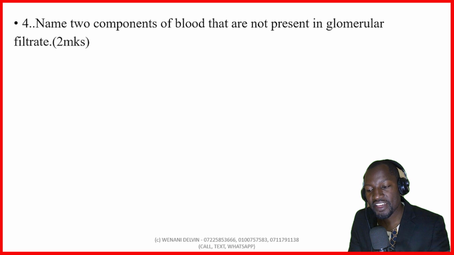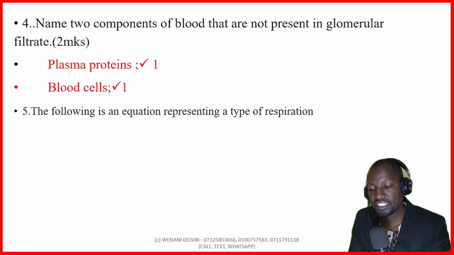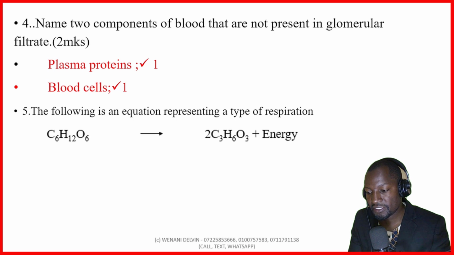Name 2 components of blood that are not present in glomerular filtrate. And these are 1, plasma proteins, 2, blood cells. The following is an equation representing a type of respiration. And this is it, where we have C6H12O6, then we have C3H6O3 plus energy.